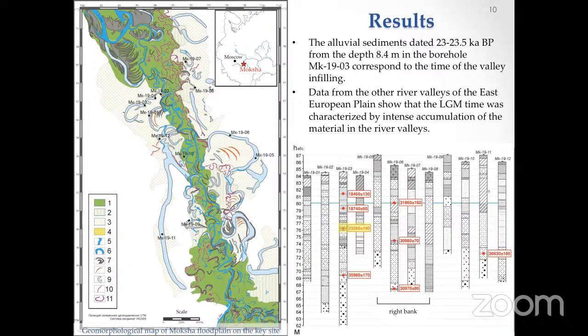And these aeolian deposits formed aeolian covers and aprons on the river terrace surfaces. However, such aeolian covers have not been found in the Moksha Valley yet, but maybe that is common information. We still don't know about it.